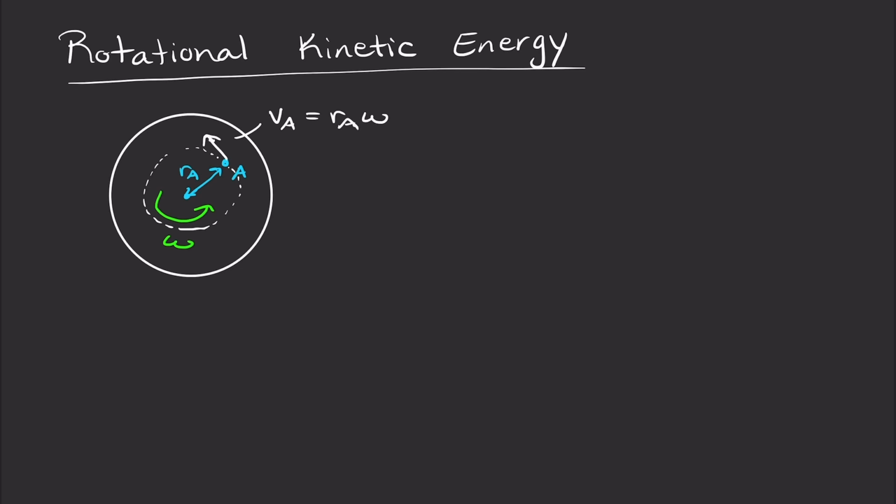So now we can write the kinetic energy of this. We would typically write 1/2 mv squared, so 1/2 ma va squared. But if we substitute for the velocity, we get 1/2 ma ra squared omega squared. Okay, so this is the kinetic energy associated with the rotation of that particle in terms of angular variables.